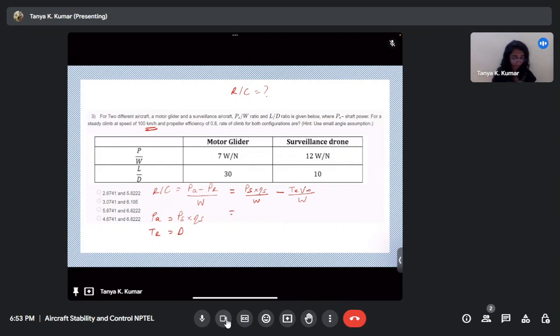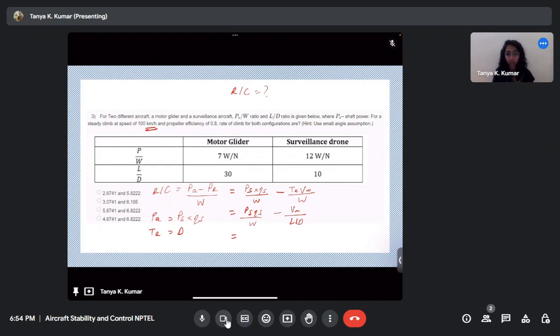So you can just substitute all these values. So it will just be PS eta S by W minus, thrust required is drag. So what happens here? It becomes V infinity by CL by CD, right? L by D. CL by CD or L by D. So now just substitute the values and tell me the answer.